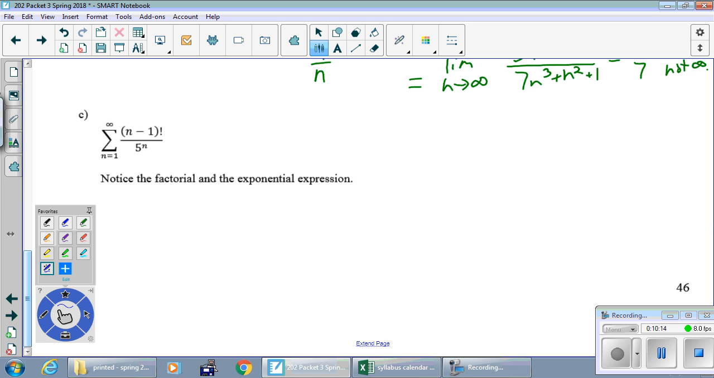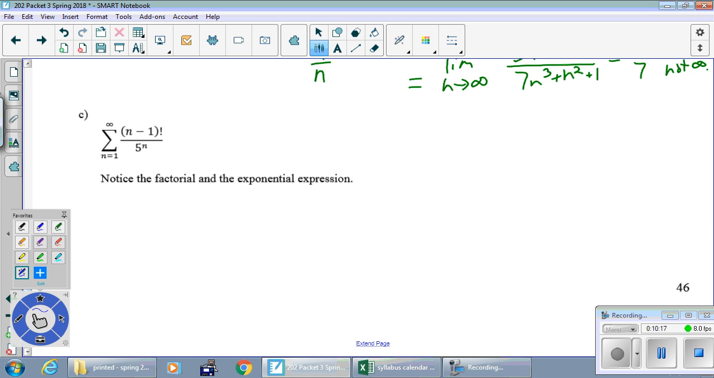Okay, part C, summation n minus 1 factorial divided by 5 to the n. So both the factorial and the exponent scream ratio test. So that is the test that we're going to use here. We'll just get it started.